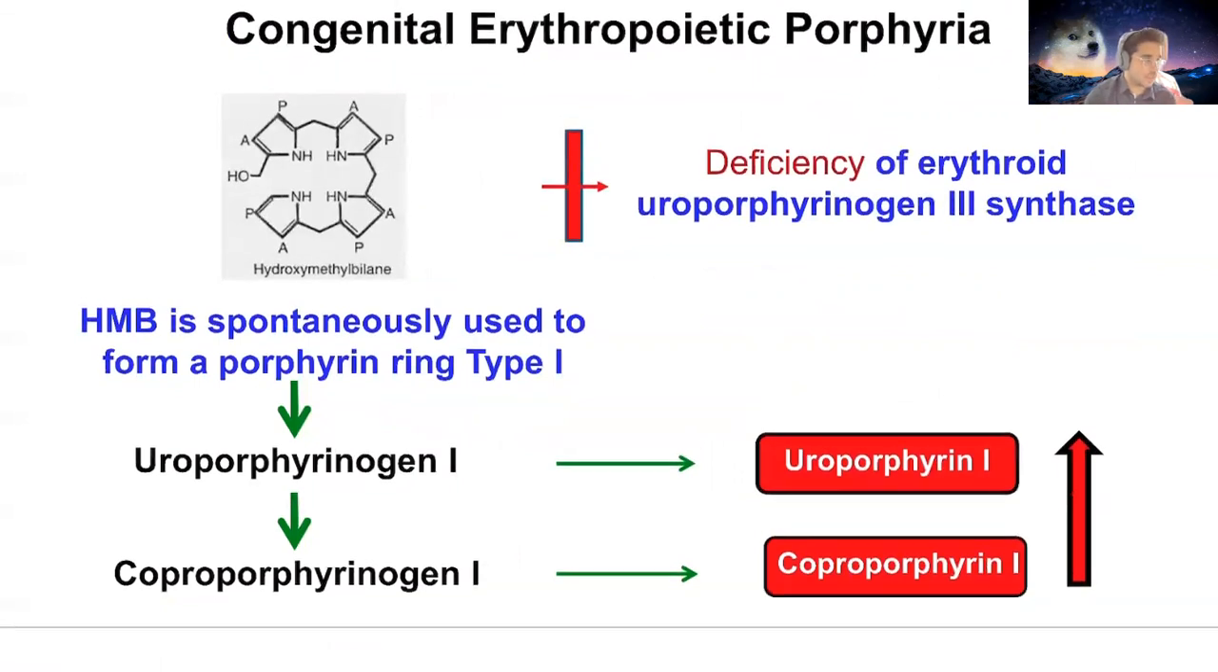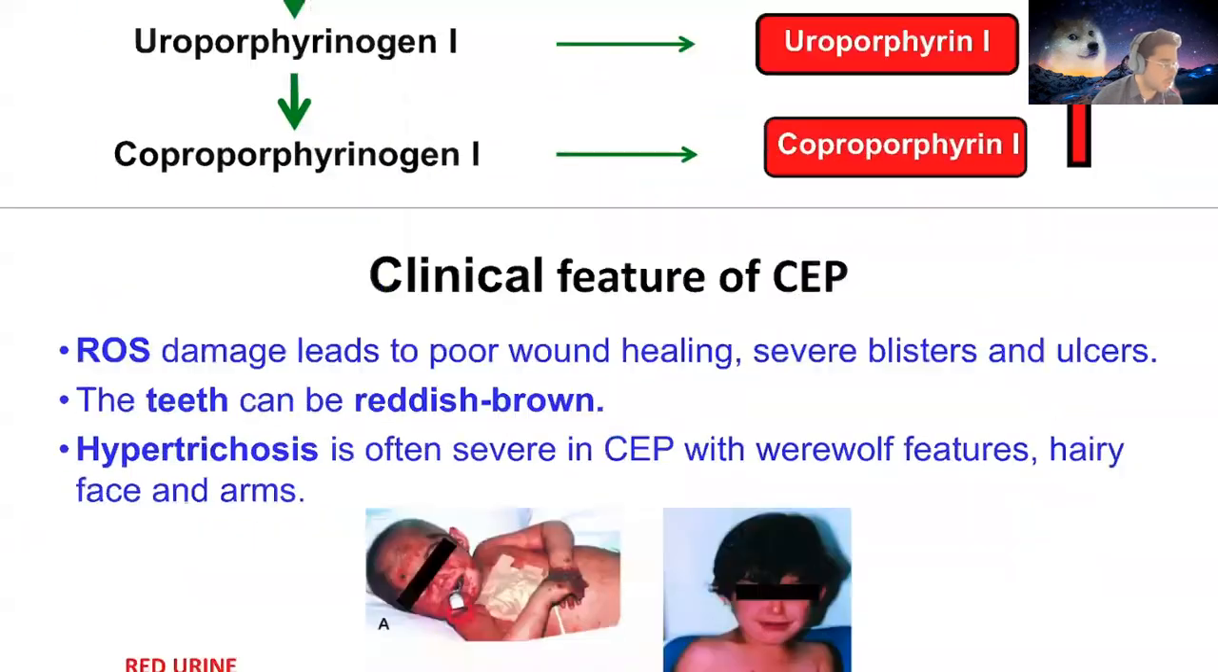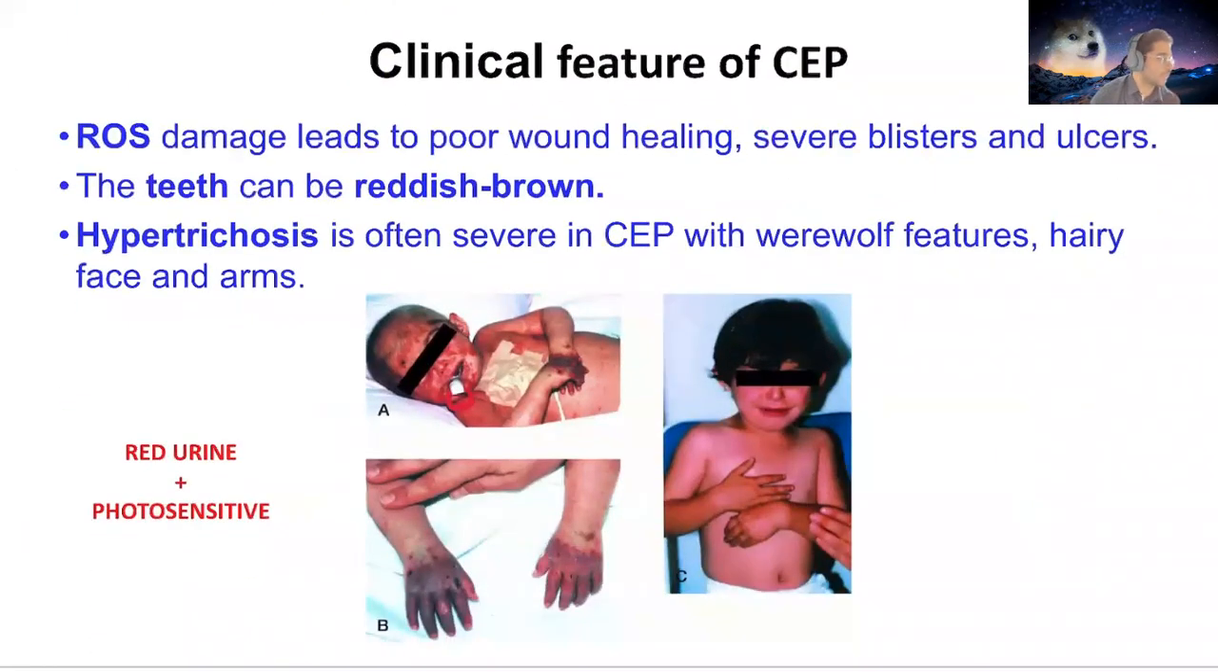Deficiency of erythroid uroporphyrinogen 3 synthase can lead to what you're seeing here, congenital erythropoietic porphyria. This is quite difficult. It's challenging to memorize. I'm going to tell you guys to go through this pathway, but know it cold. Clinical features, what you need to know, buzzwords: teeth reddish brown, and any sort of werewolf-like presentations, hair on the face, arms, and all those other things. So red urine and positive photosensitivity. So keep this in mind.